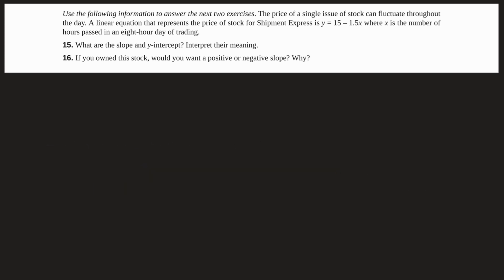So first, what is the independent variable? Well, luckily it tells us. It says x is the number of hours passed in a given day. So our independent variable is time.